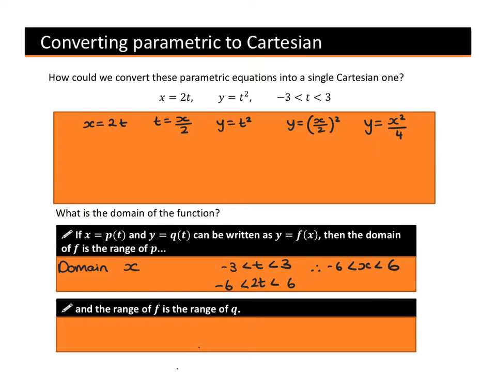It then says, and the range, find the range, okay? So the range of f is the range of q, essentially. But this one's slightly harder, okay? Because we have to do what it says. So we know when we think about the range, we think about y. So what did we originally have? Minus 3 is less than t is less than 3. Okay?